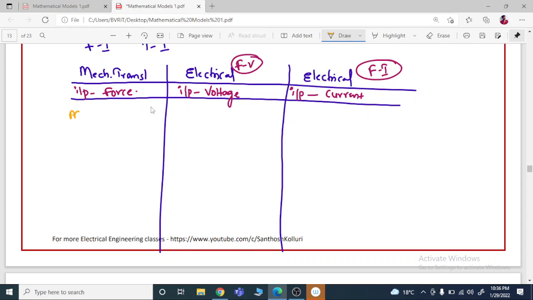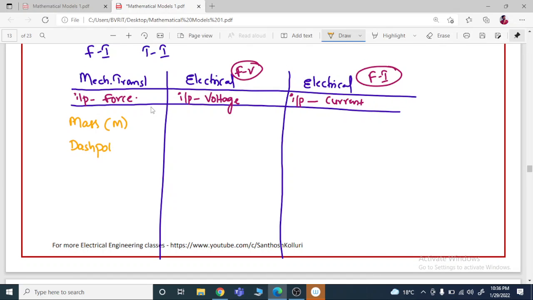First one in this case is mass represented with capital M, and after that dash pot represented with B, spring represented with K, after that displacement represented with X, and velocity dx by dt.